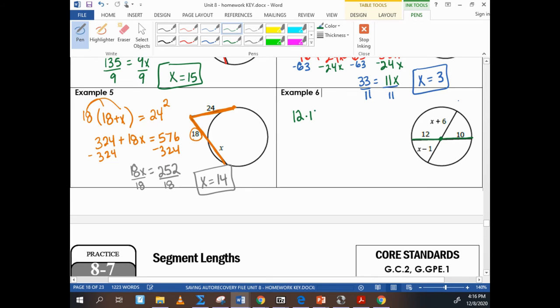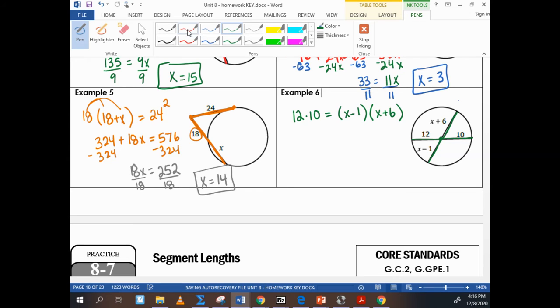So you got a 12 times 10 right there is equal to, now notice right here, you're going to multiply this part of the segment. Please note it's a binomial, 2 terms multiplied to 2 terms, x plus 6.